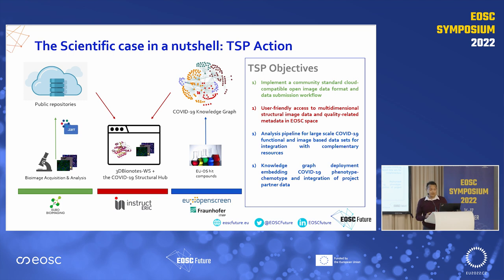And on our side, I'm the guy representing Fraunhofer ITMP, doing all of the knowledge graph stuff. For this science project, we have taken all of the chemicals and compounds that have been tested in various EU-OPENSCREEN partner sites, integrated them, and developed a knowledge graph that represents basically the chemotype and phenotypes of COVID-19.